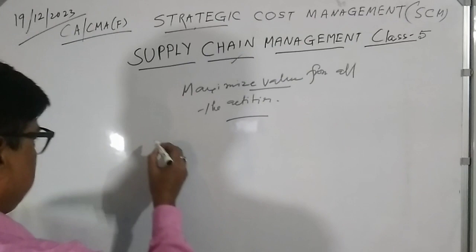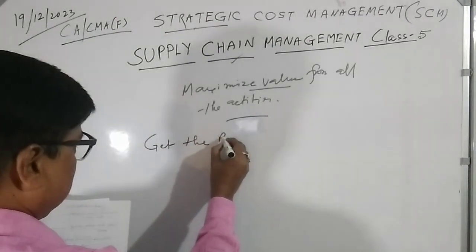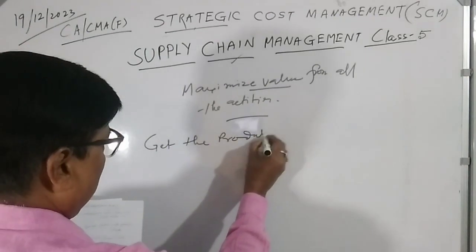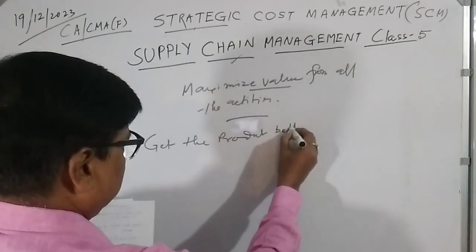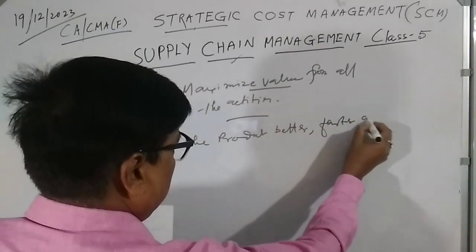How to maximize value? Get the product better, faster, and cheaper.